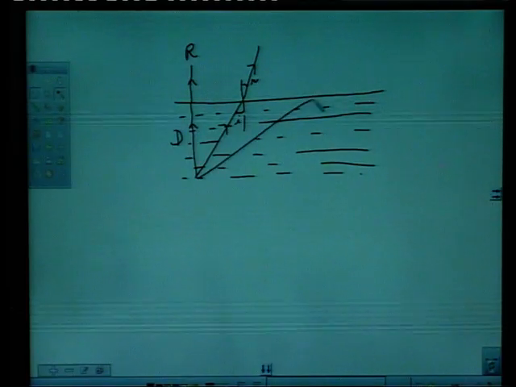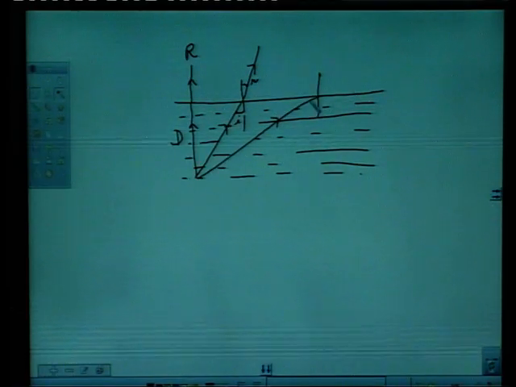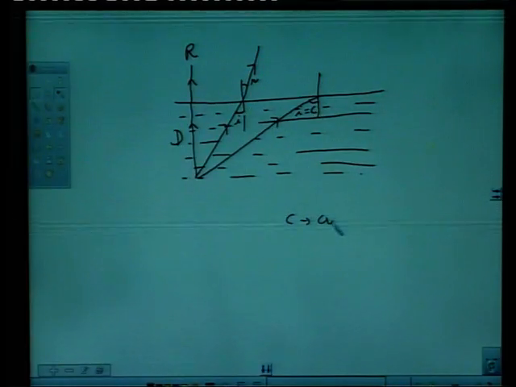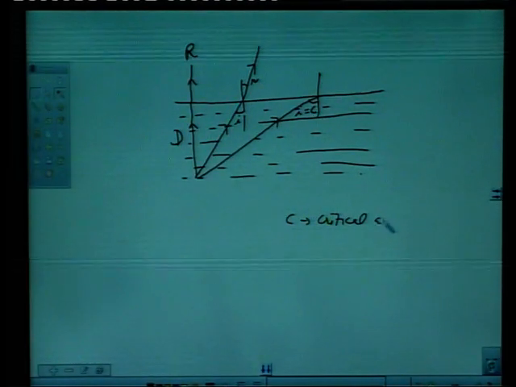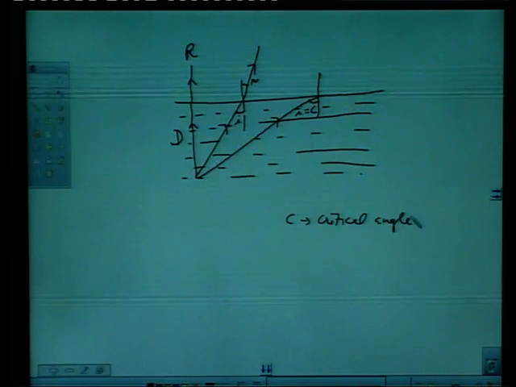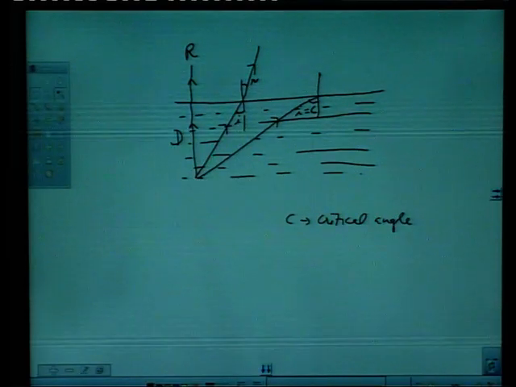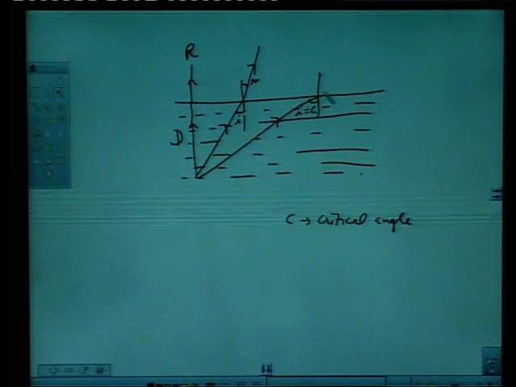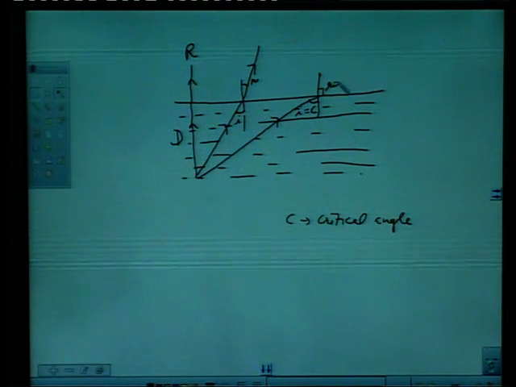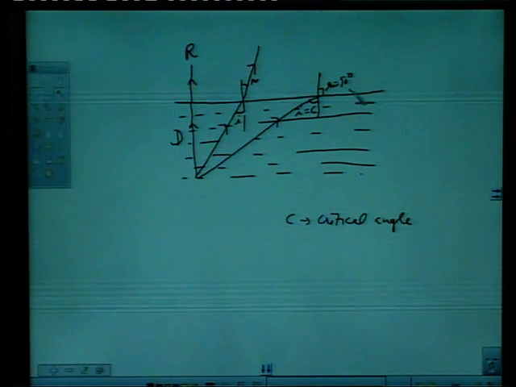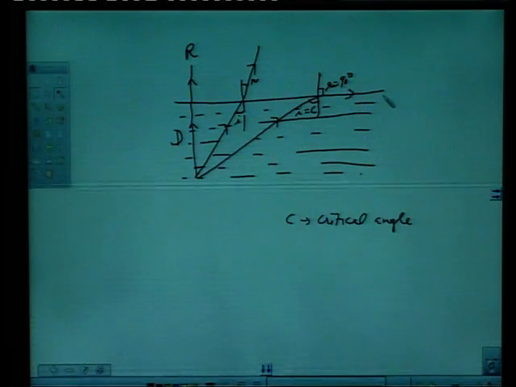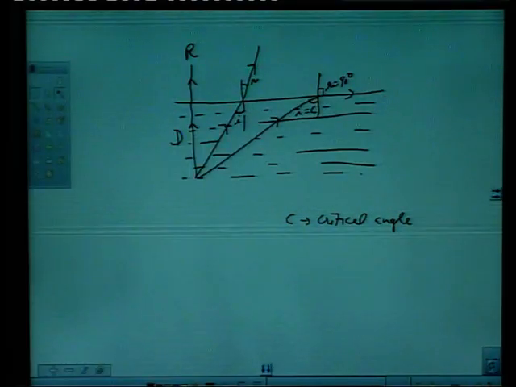Now, the third case is, let it be incident at an angle I which is equal to C. C is called the critical angle, and it depends upon the pair of media, denser and rarer, which media we are using. So, at that angle, the angle of refraction will be equal to 90 degrees, which means the refracted ray will travel along the surface of the denser medium.